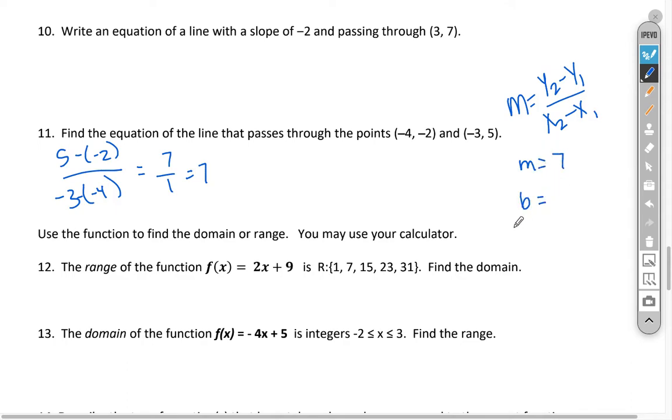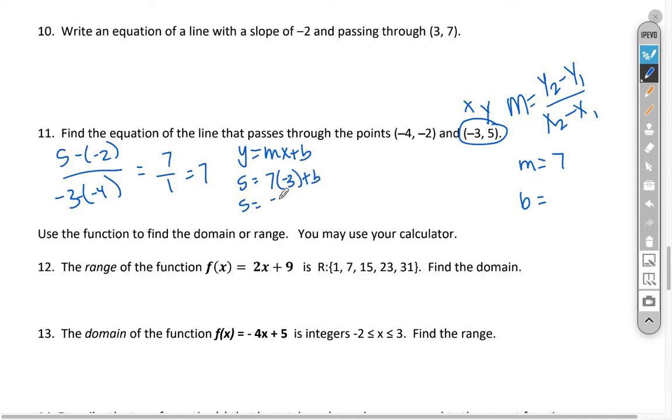We still don't know b, so we're going to solve for that using one ordered pair and our slope. So I'm going to choose (-3, 5) to solve for that using my x and y. And then we're just going to plug that in. So we would have, remember we're using y equals mx plus b. So we would have 5 equals 7 times -3 plus b.